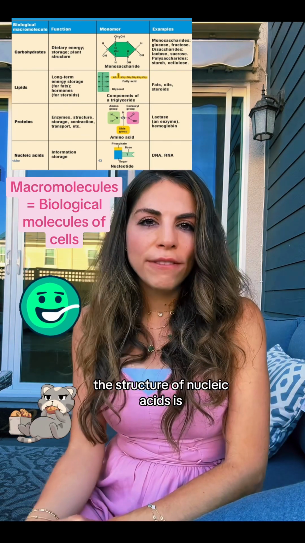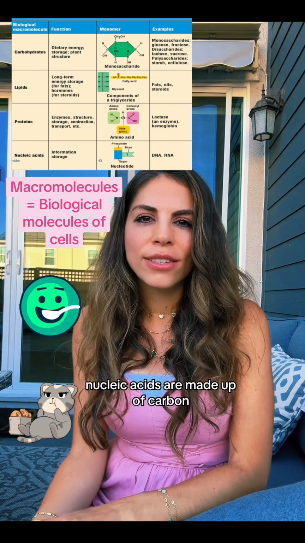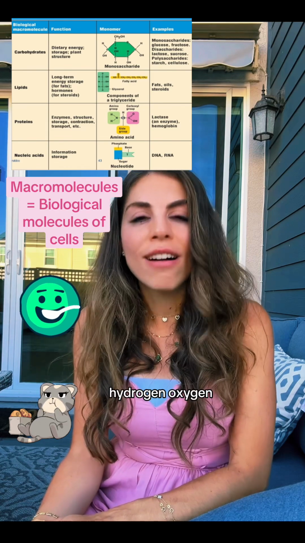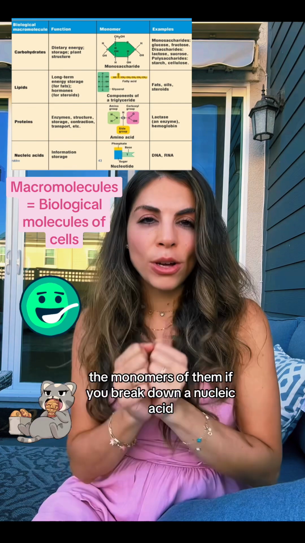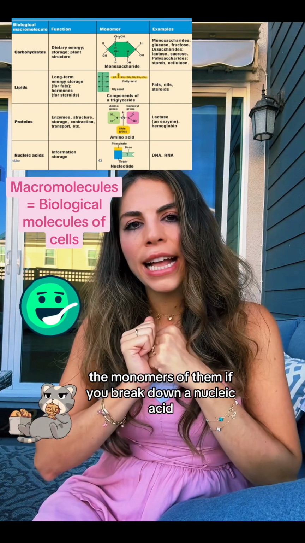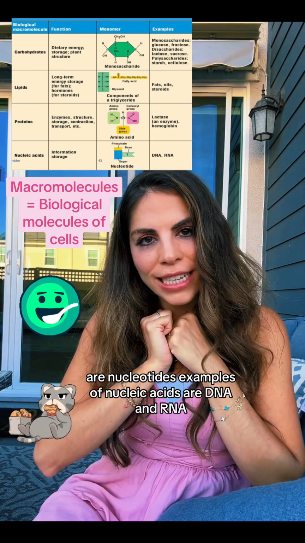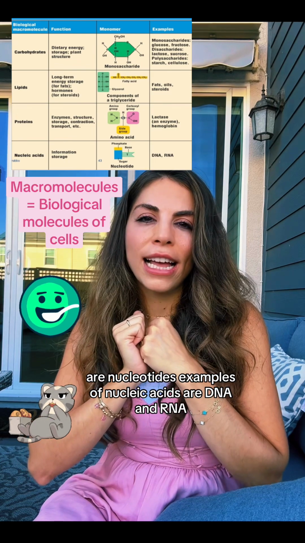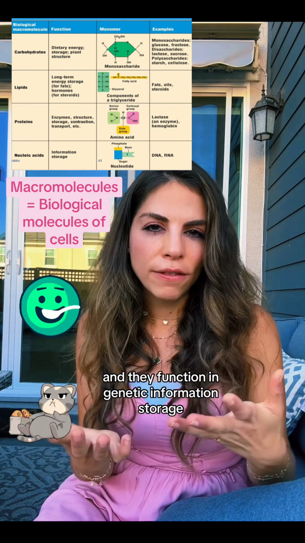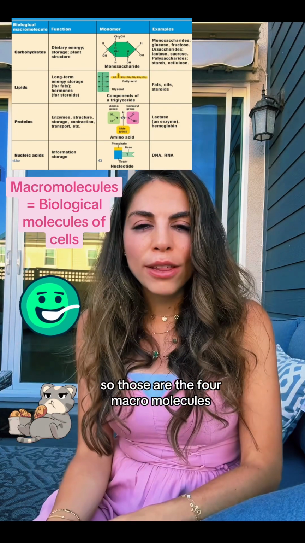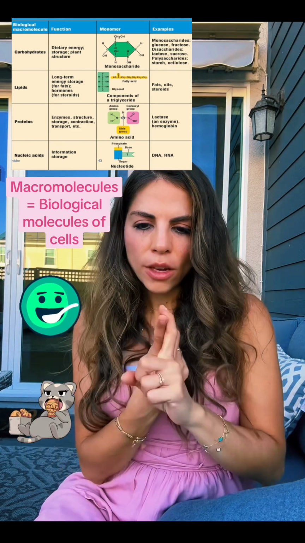The structure of nucleic acids is that they're made up of carbon, hydrogen, oxygen, nitrogen, and phosphorus. And nucleic acids, the monomers of them, if you break down a nucleic acid, are nucleotides. Examples of nucleic acids are DNA and RNA, and they function in genetic information storage. So those are the four macromolecules.